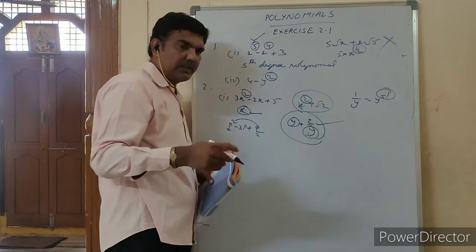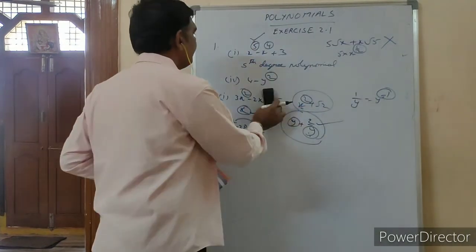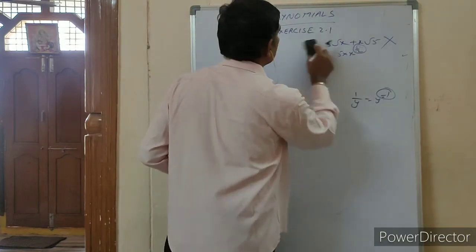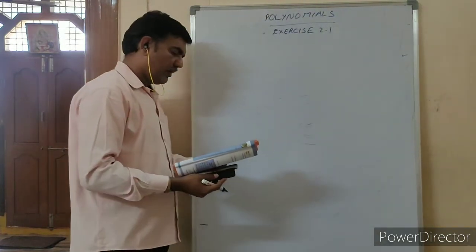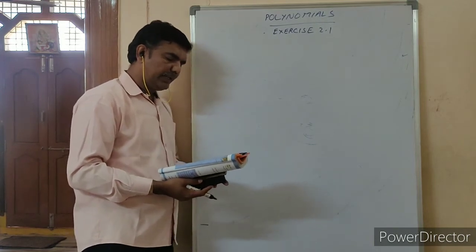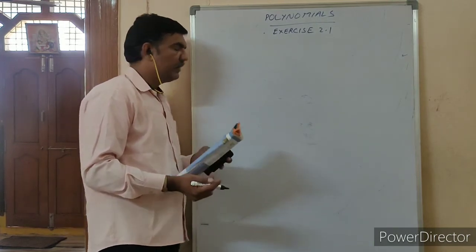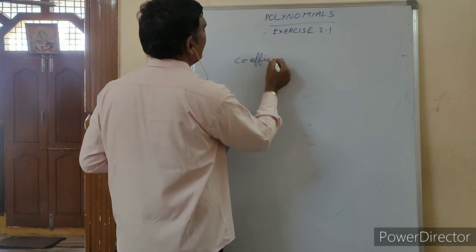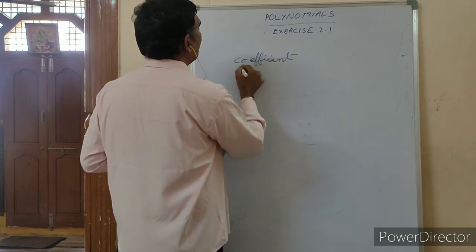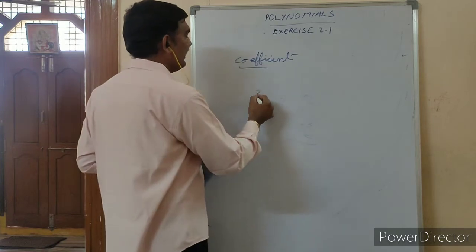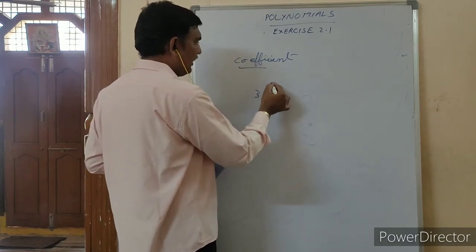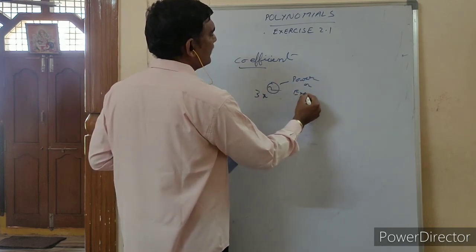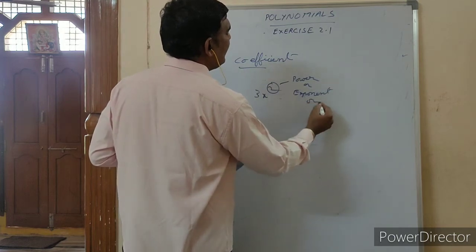That is the second question. Let's go for the third. What is the third one? Write the coefficient of x cube in each of the following. Coefficient. What is the meaning of coefficient? We will see. Now 3x square is there. This is the power, or exponent, or index.